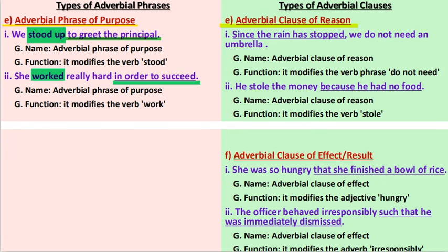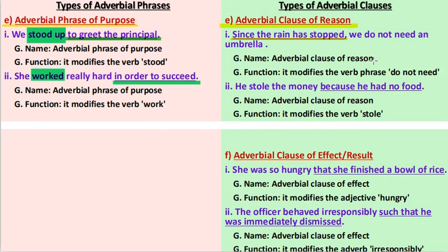Let's see some examples in sentences. The first example says, since the rain has stopped, we do not need an umbrella. Since the rain has stopped, as used in this sentence, is an adverbial clause of reason. That is the grammatical name.